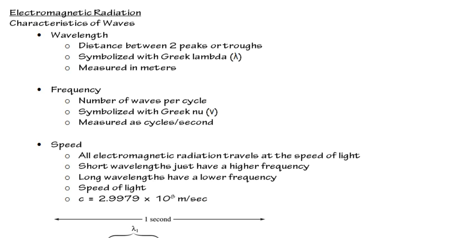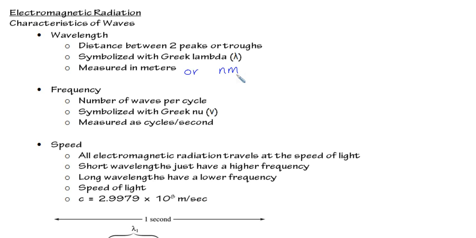The wavelength being the distance, either peak to peak or trough to trough, symbolized by this Greek lambda. And here it says measured in units of meters. We should make note, this may also be in units of nanometers. And you have to be a little careful. Watch within the problem if the wavelength is in meters or nanometers.